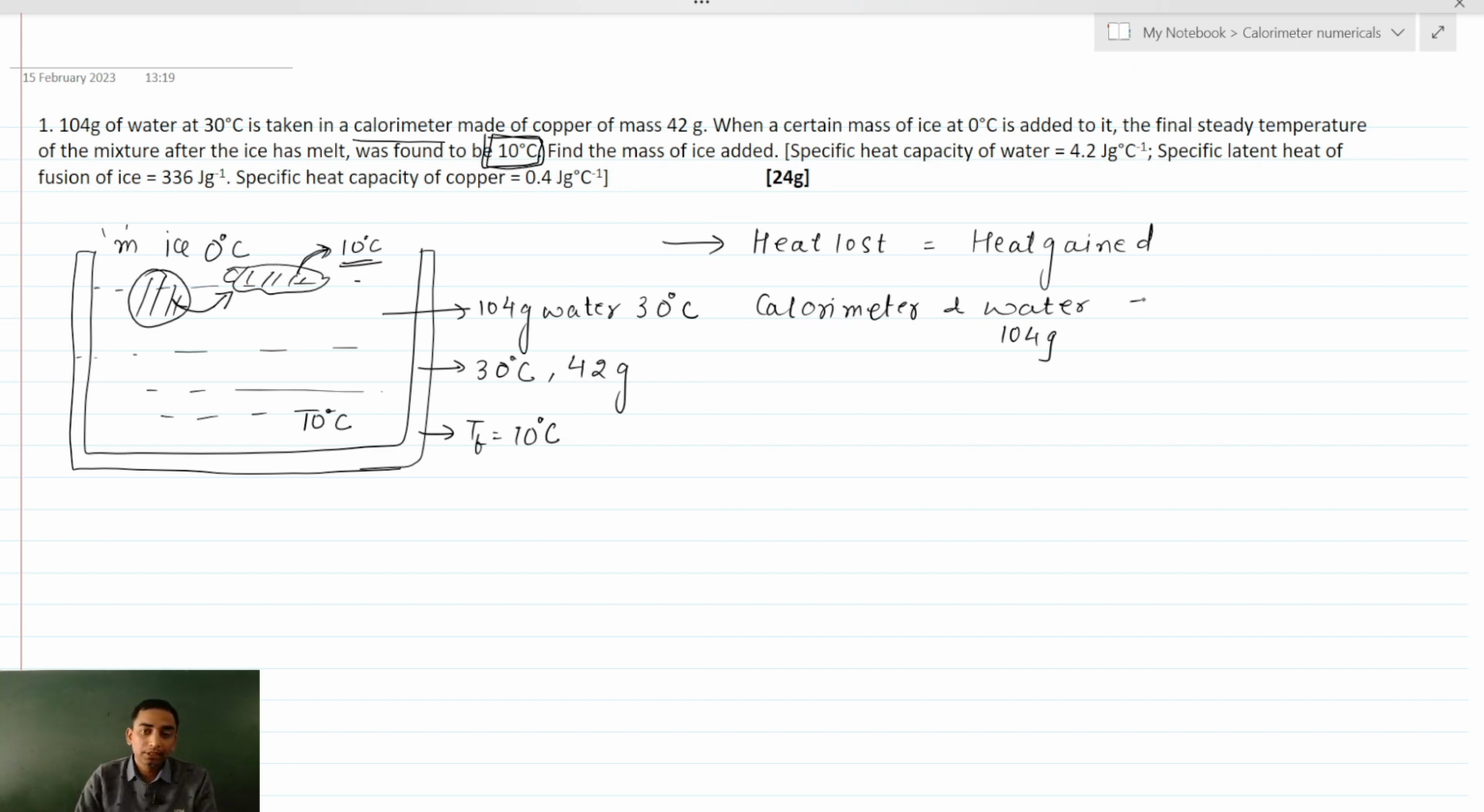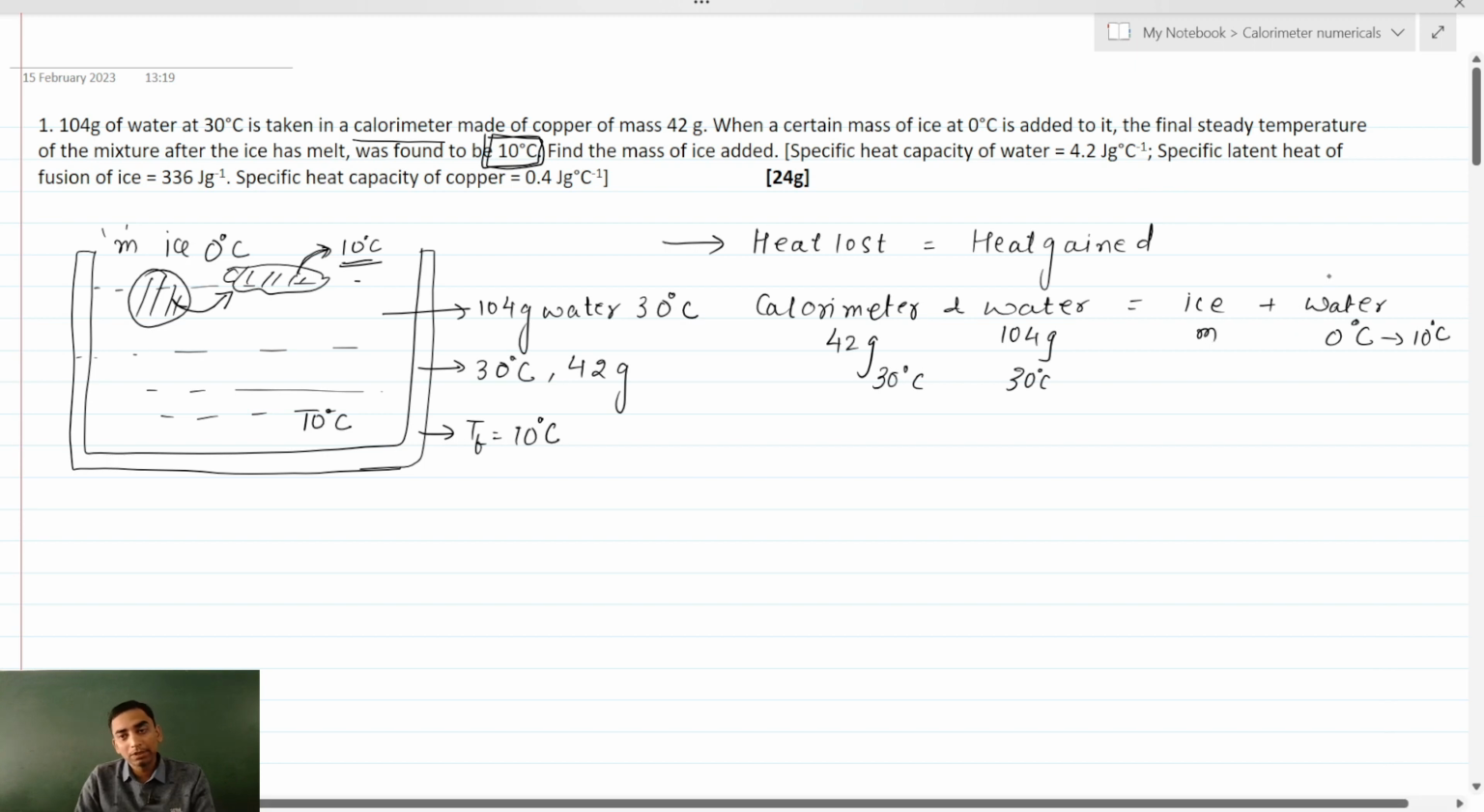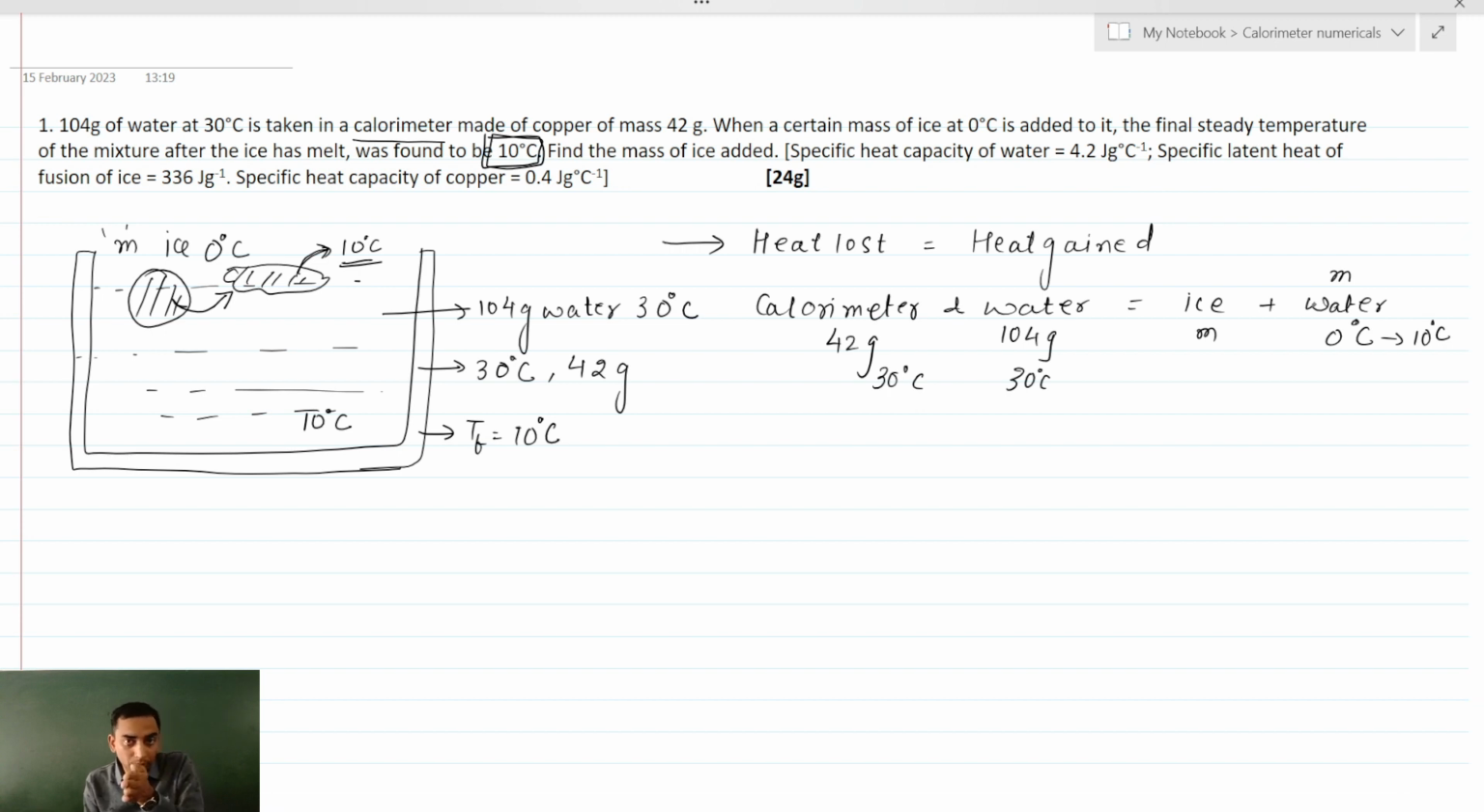Now, who is losing the heat energy? So we have already discussed the calorimeter, whose mass is 42 grams, and the water, which are at 30 degrees Celsius both. But who is gaining the heat energy? Definitely ice, and ice is completely melting into water. So when the ice melts into water, that water's temperature rises from 0 degrees Celsius to 10 degrees Celsius. And we don't know the mass of the ice. The same is the mass of the water. Because suppose you have 5 grams of ice, that would be melting into 5 grams of water, and that 5 grams of water will show the rise in the temperature.